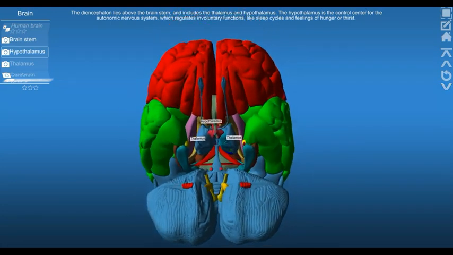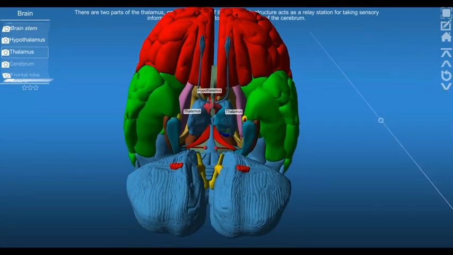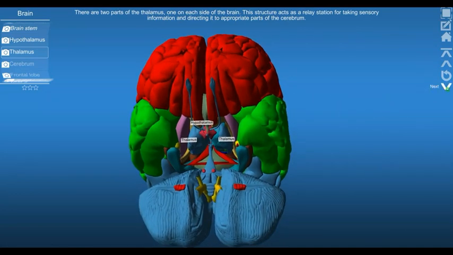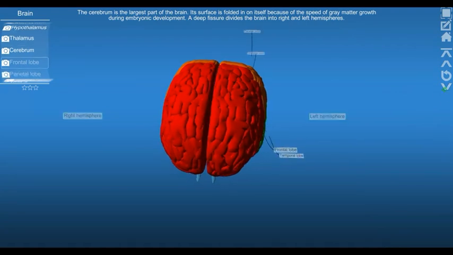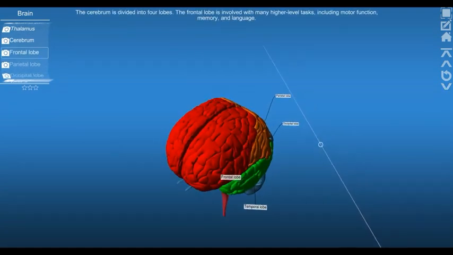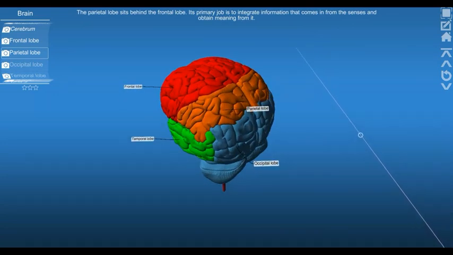You can see at the very top here it's talking about the brainstem and thalamus, and there's two parts to the thalamus on each side of the brain, left hemisphere, right hemisphere, gray matter, some areas that get covered here, the cerebrum being divided into 4 lobes, and talking about some of the motor, memory, and language associations there. And then the parietal lobe, which sits behind the frontal lobe, its primary job is to integrate information from senses and make meaning of that.